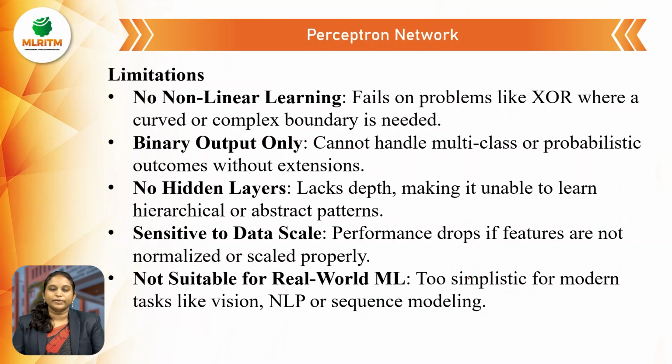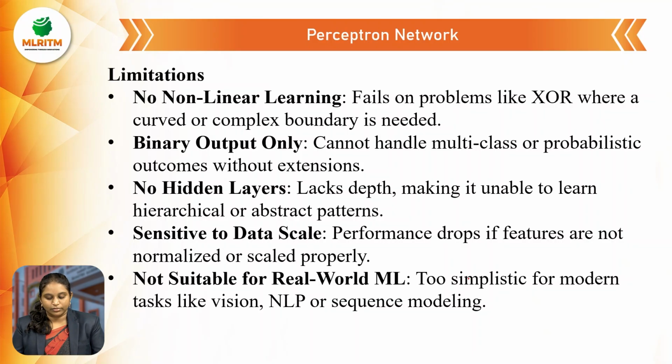The third one is no hidden layers. If you use hidden layers, the accuracy can be higher. In the perceptron network we don't have any hidden layer, so it lacks depth, and it is unable to learn hierarchical and abstract patterns.